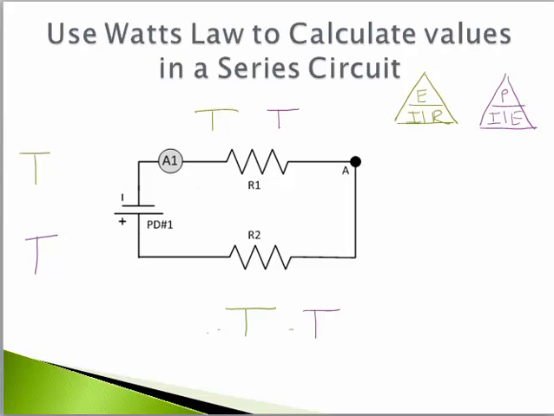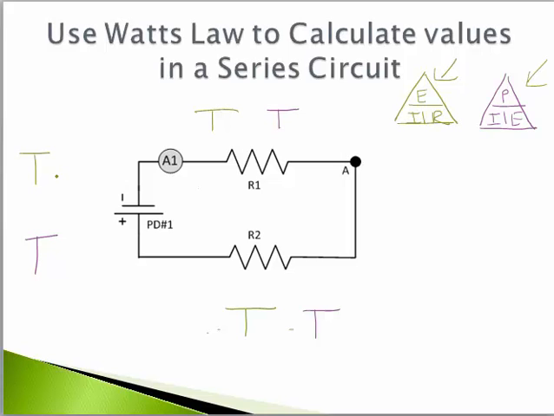We're going to use Ohm's law and Watt's law to solve this circuit. You can see that up on the right hand side I've given you the two triangles that we need to show us Ohm's law and Watt's law. So E equals I times R is Ohm's law, and over here P equals I times E is Watt's law. I've also put some T's around the outside of this circuit. They represent either Ohm's law or Watt's law T's.